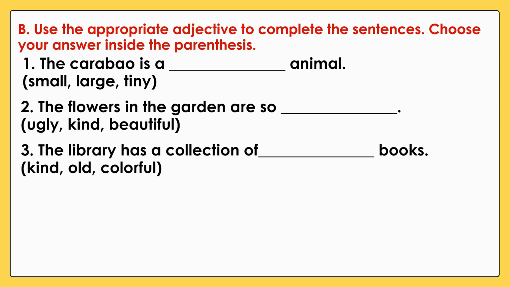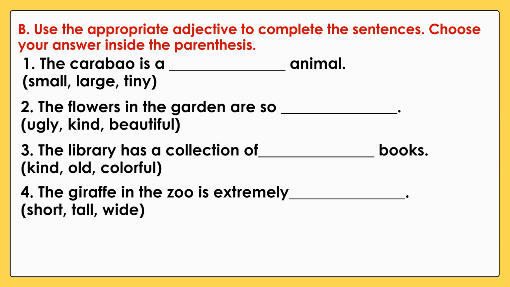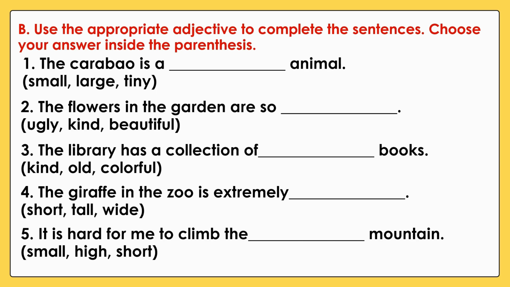Number 3, the library has a collection of kind, old, or colorful books. Number 4, the giraffe in the zoo is extremely short, tall, or wide. Number 5, it is hard for me to climb the small, high, or short mountain.